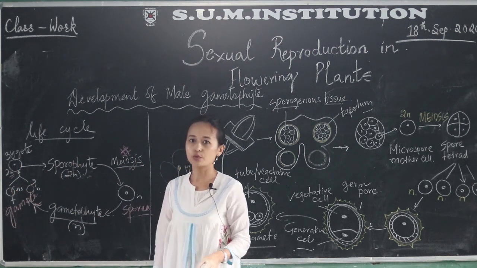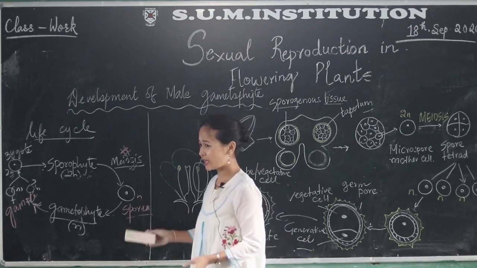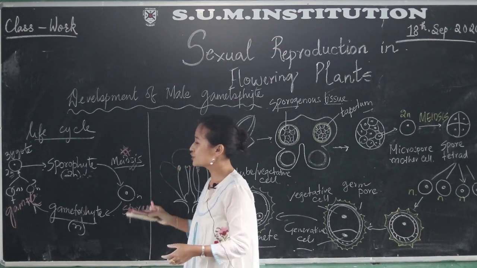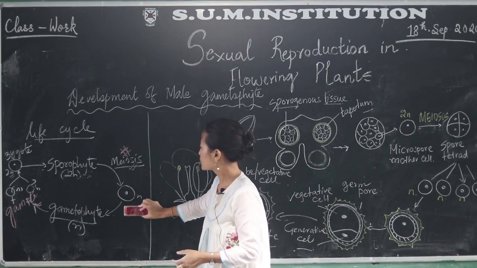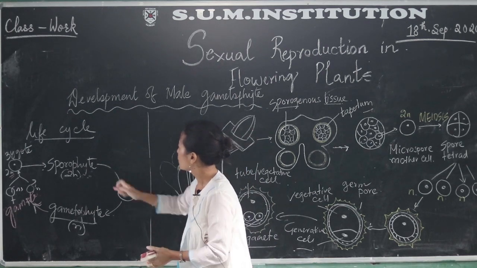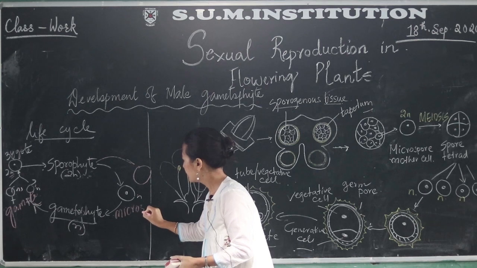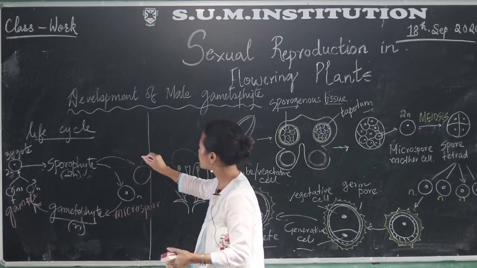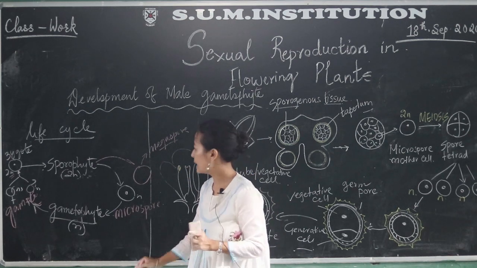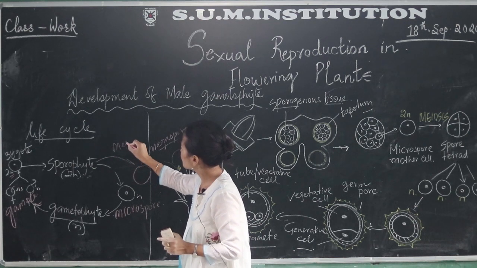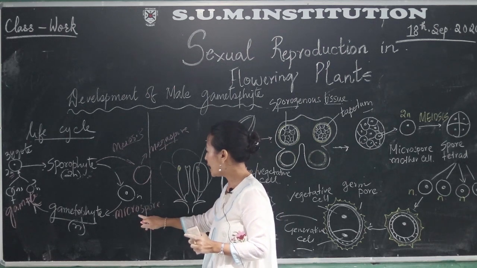Now, angiosperms are heterosporous, that means angiosperms produce two types of spores. One type of spore is known as the microspore, the other is called the megaspore. Two types of spores are produced by the sporophytic plant body, and the division is meiosis, which gives rise to the two different types of spores.